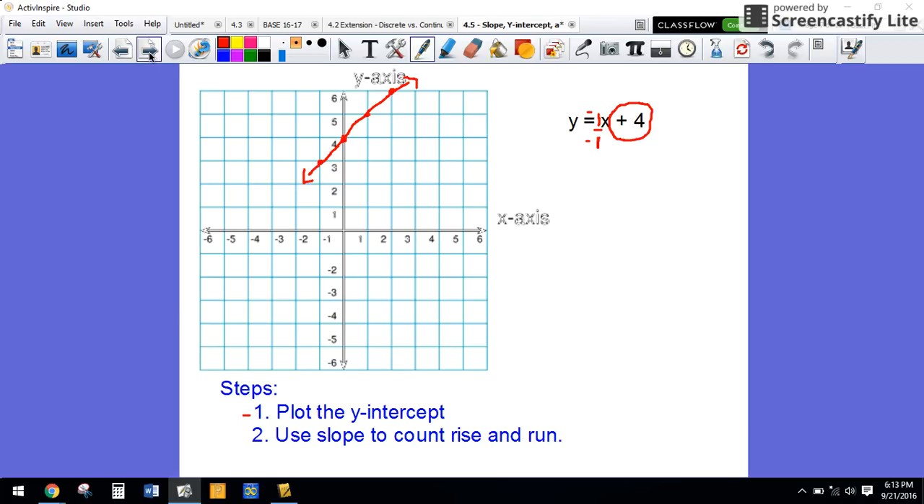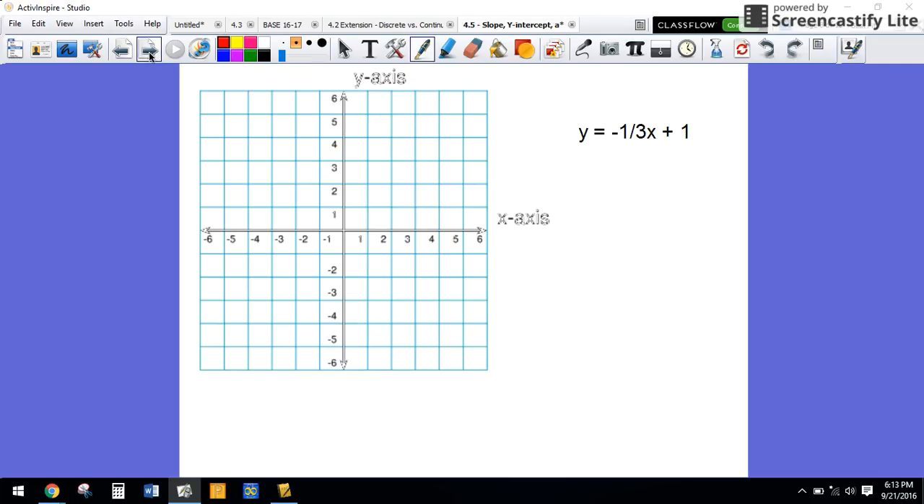Okay? Now, I would very much like it if you guys would pause this one. Even if you haven't been graphing with me on the previous ones, go ahead and pause, graph this on your own, and then double check to make sure that you have it right.